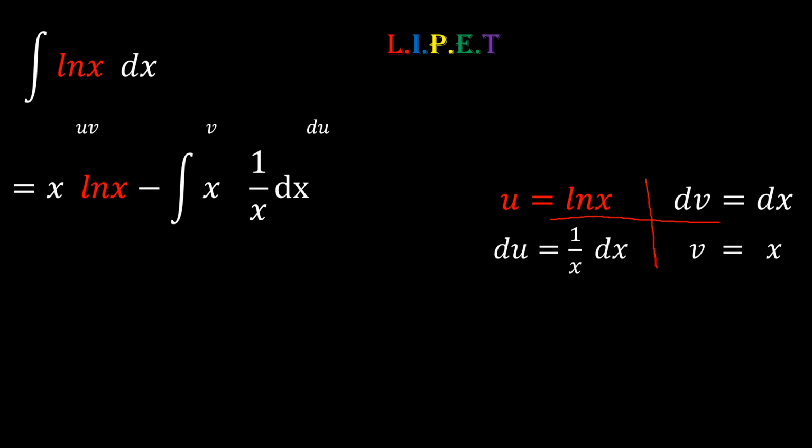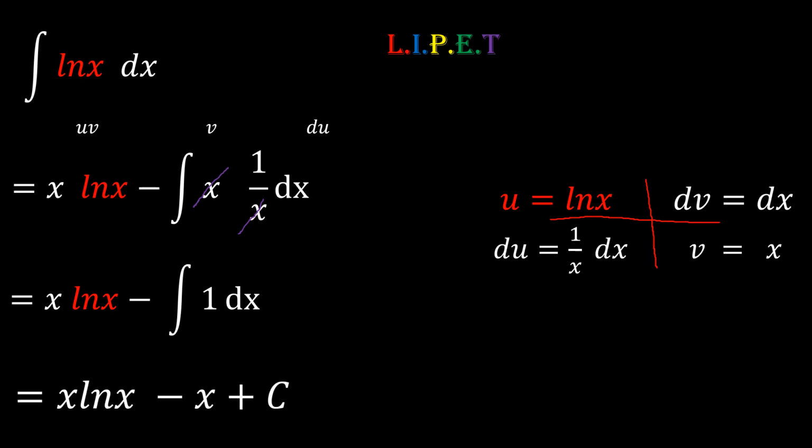So let me get this color, and we are just crossing x with x, and now we are left with x times ln x minus the integral of 1 dx. And then from there on, we write our last step, which is really x ln x minus the integral of 1, which is just x plus c. And we're done.